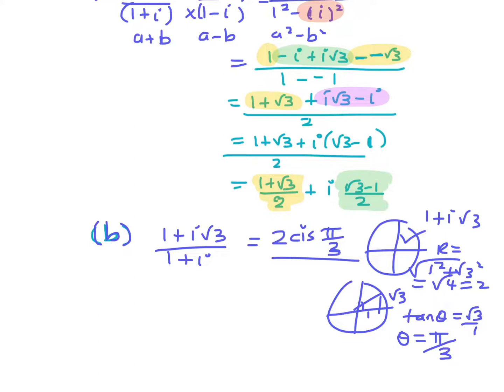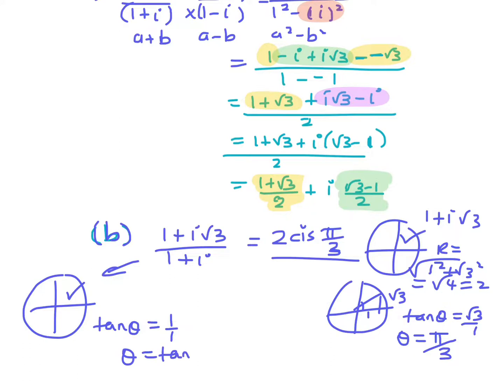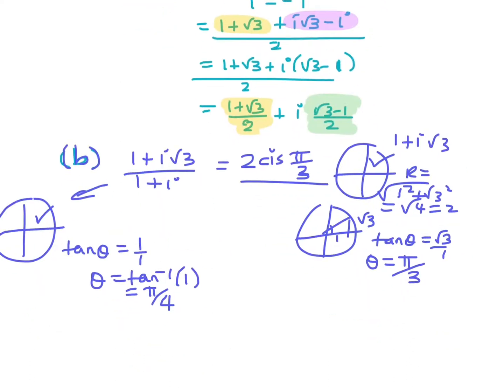Now doing the bottom one, the 1 plus i, that's going to be in the first quadrant again. And tan theta there is going to be 1 on 1. So theta is going to be tan inverse of 1, which is pi on 4 in that quadrant. The modulus is just going to be the square root of 1 squared plus 1 squared, which is root 2. So it's root 2 cis pi on 4.